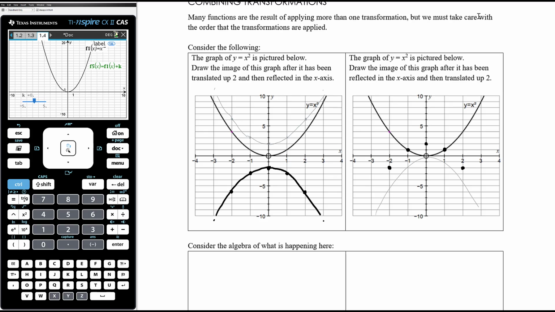What have we got? So that is at 3, 9. Reflecting in the x-axis is 3, negative 9. Up by 2 is 3, negative 7. Okay, and same with the negative 3, negative 7.